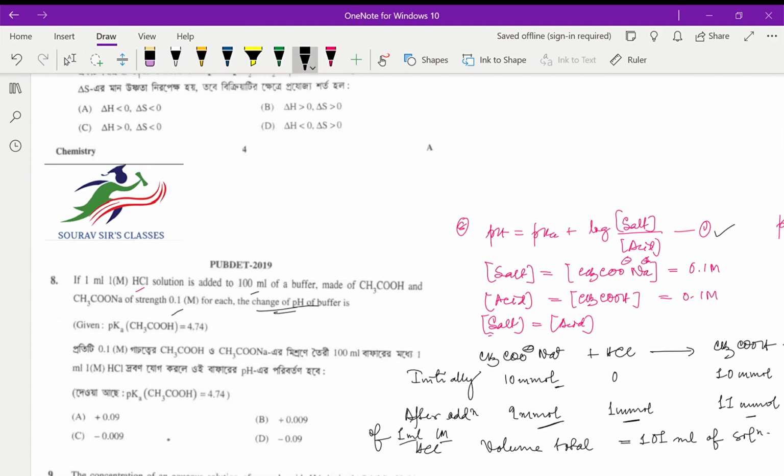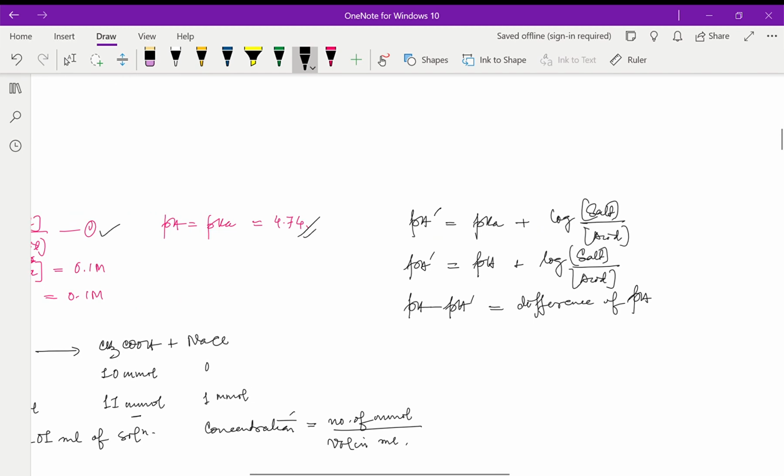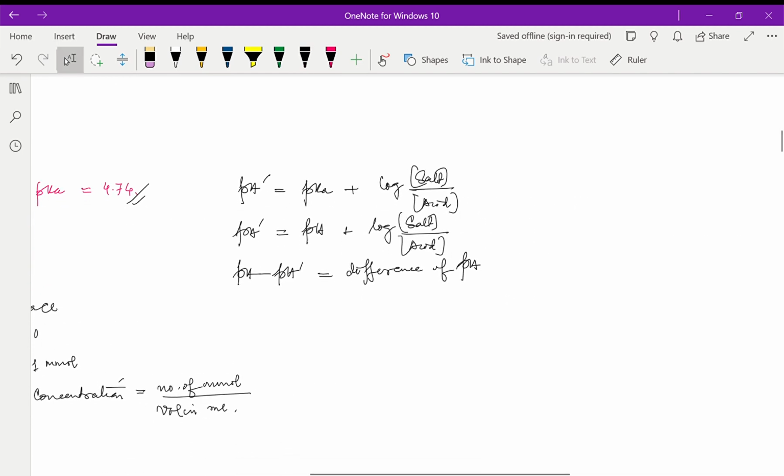That means old pH minus new pH is going to be simply minus log of salt by acid. Please have a look. Now, minus log of salt by acid is 9 by 101 divided by 11 by 101, and the 101 goes away.